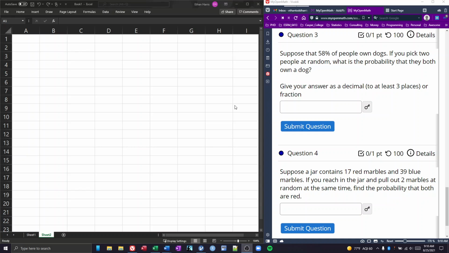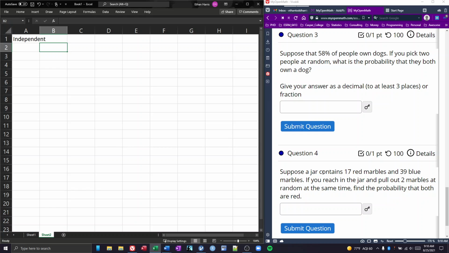So it says, suppose that 58% of people own dogs. If you pick two people at random, what's the probability that they both own a dog? Okay, so this one is going to be an independent example, and the reason is because we are coming from a large population. In contrast to question 4. So let's just look at question 4 really quick.